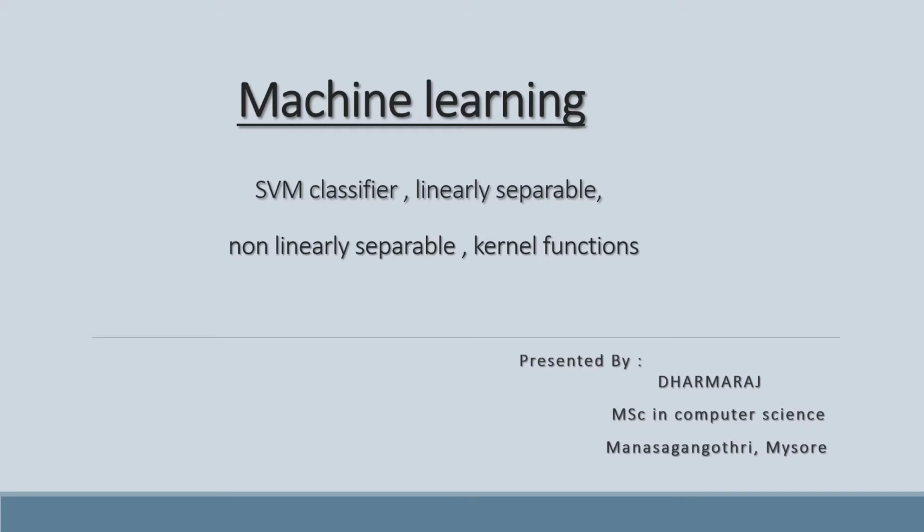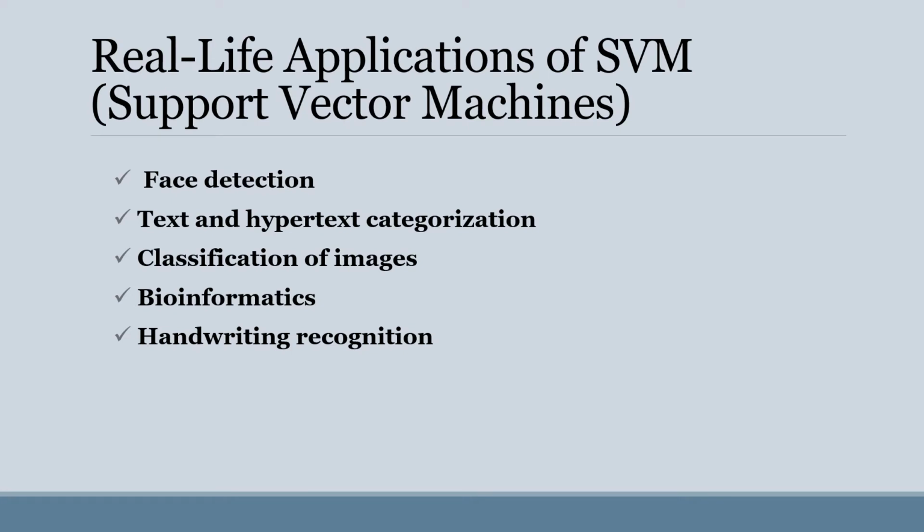Today I will explain SVM classifier, linear and nonlinear separable, and kernel function. Firstly, what is the use of SVM classifier? It is used in face detection, text and hypertext categorization, classification of images, bioinformatics, handwriting recognition, and many more.